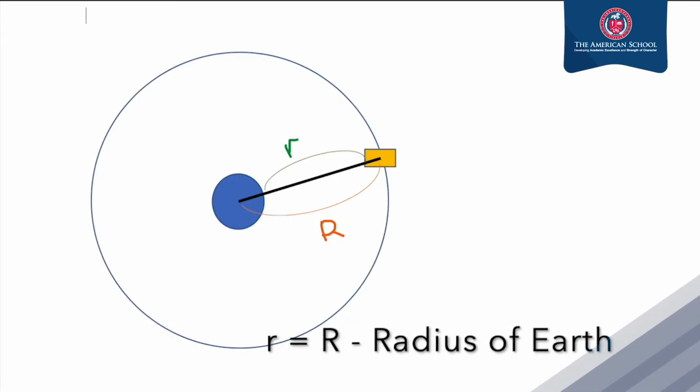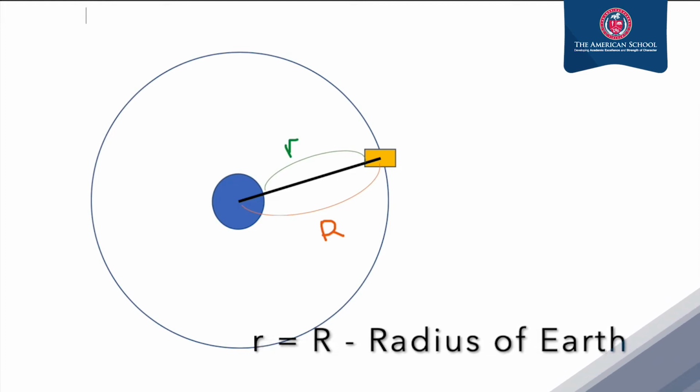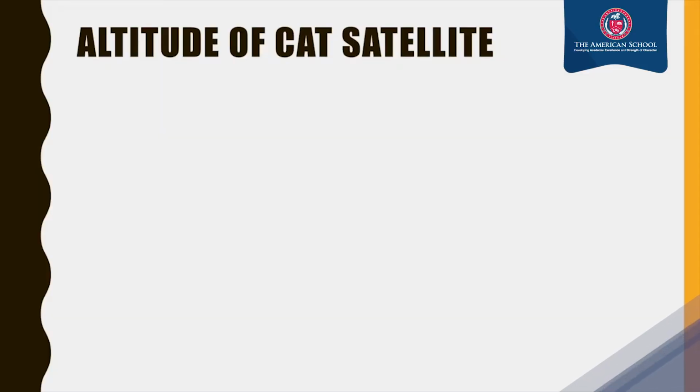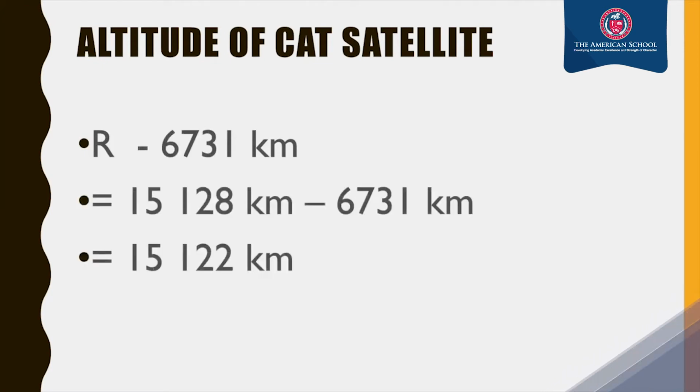We have to find the altitude from the outer surface of the Earth to the satellite. The total radius minus the radius of the Earth is like this, 6,731 kilometers, minus. And move on to the orbital velocity.